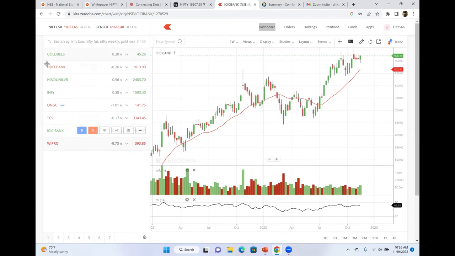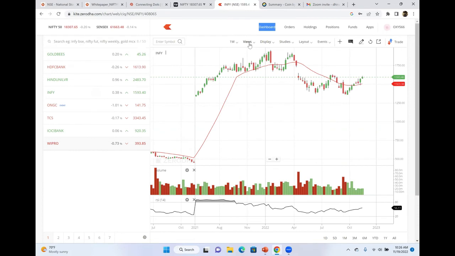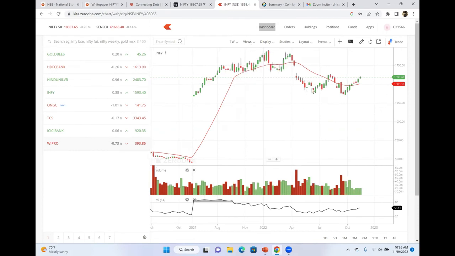So the next time when I go to say Infi, I will see the same one, I can check the view. Okay, if you have multiple views, multiple indicators. So that is the way you set up the chart. That is the way you make some sense out of the information from the candle.